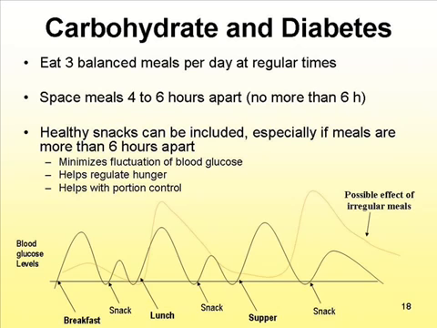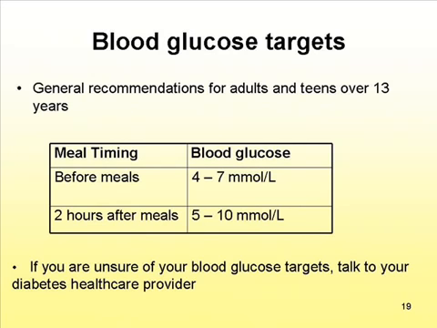A healthy snack is needed because it can minimize fluctuation of blood glucose. It will help regulate hunger and will help you with portion control. And also, the effect of irregular meals will be that your sugars will spike after eating when you do eat later on. Okay, so now let's move on to your blood glucose targets.